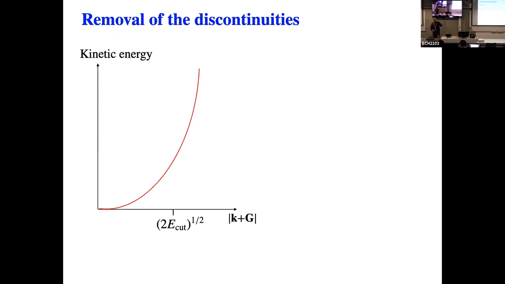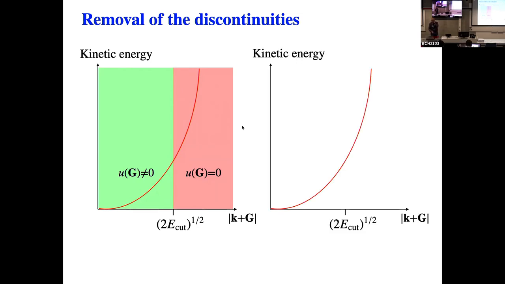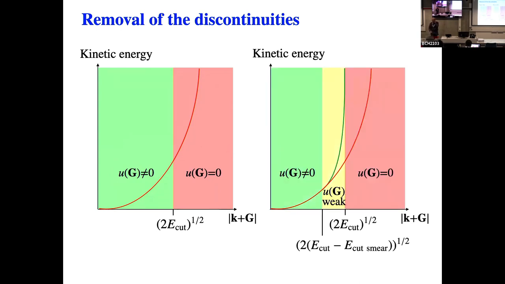To avoid that, we use a trick called cutoff smearing. Rather than saying abruptly that the coefficients of the wave function change from non-zero to zero, we introduce a transition region in which we smooth the coefficients of the wave function in such a way that you avoid these kinds of problems. And this is called ecutsl.